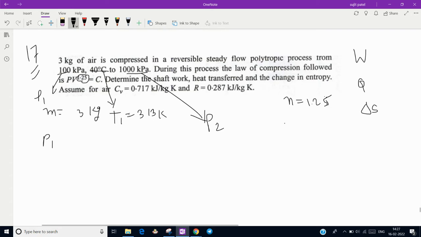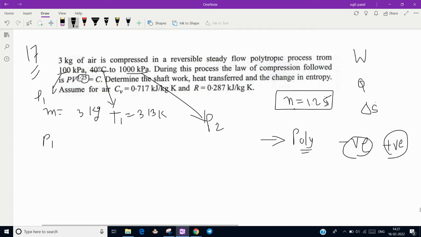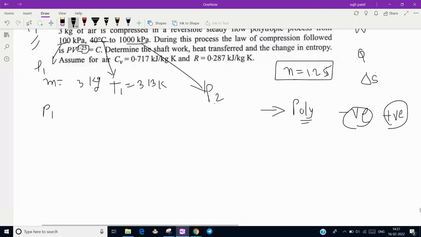Now keep in mind that for a polytropic process, work as well as heat can both be negative or both may be positive. It depends. In case of entropy, it may be negative or positive, depending upon the process and this n value. So let's start. If you get the answer in negative, please don't panic.